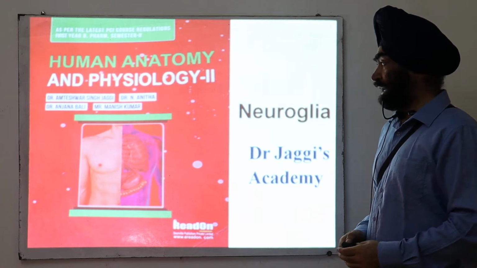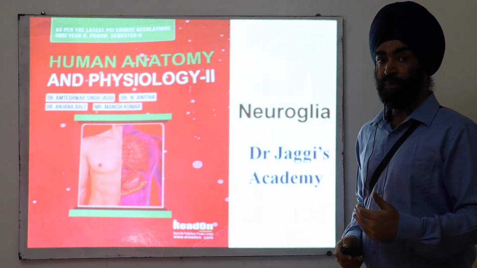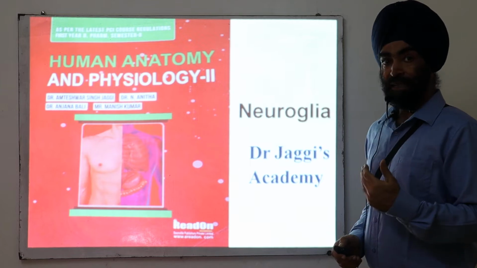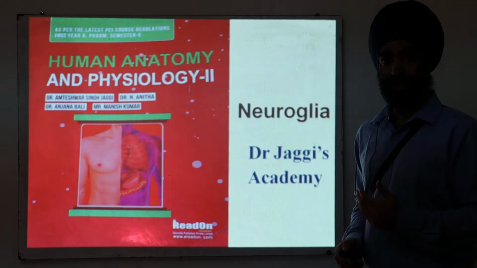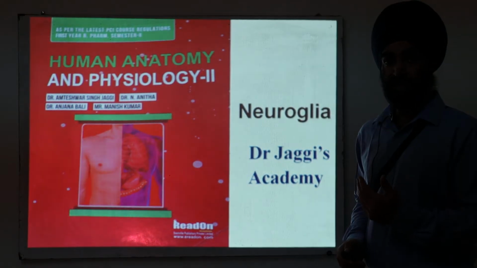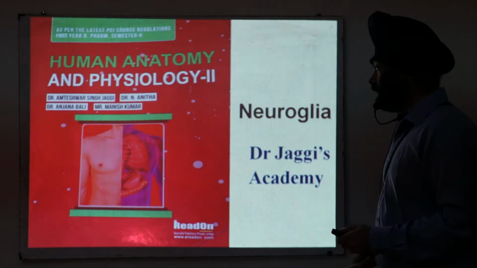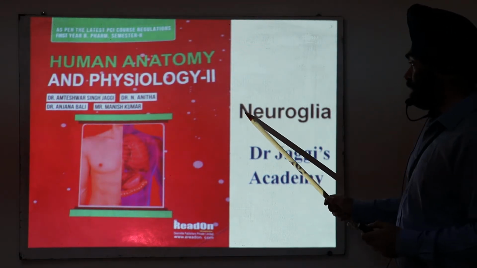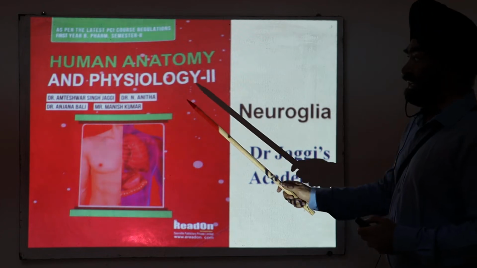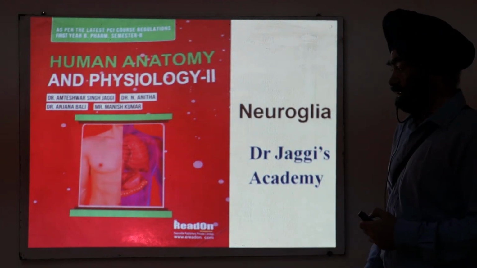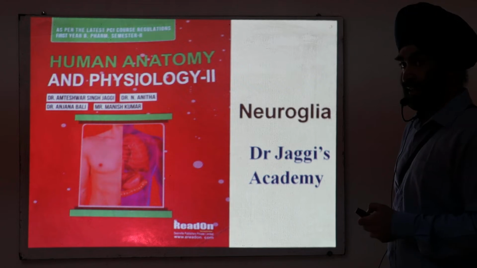Hello friends, today I will discuss the very important cells of the nervous system, that is the neuroglia. As I told in my previous video, there are two kinds of these cells, one is the neuron and second is the neuroglia. So today I will focus on the neuroglia, which you can study in detail in my book Human Anatomy and Physiology, published by E. Redon. Okay, so let's start.